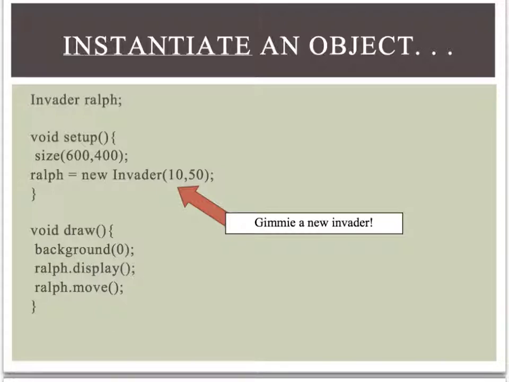Back in the main part of your code, this is how you would use the invader. What we're seeing here at the top is one invader being declared. Inside of setup, we're actually instantiating a new invader. When I say instantiate, I simply mean giving an instance of the invader, creating one individual invader that in this case is named Ralph. Down below, we're seeing dot syntax that tells Ralph to display and to move. That dot syntax simply refers to the dot in between Ralph and his methods.